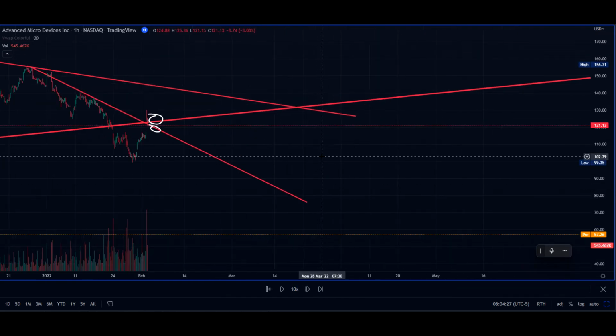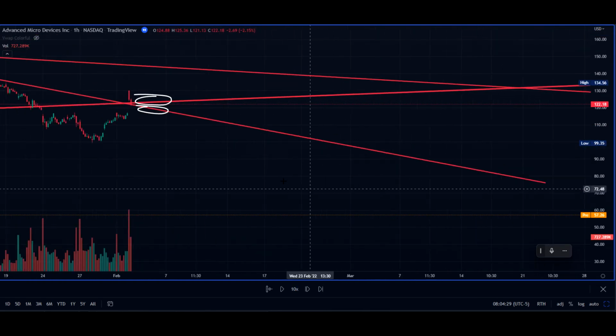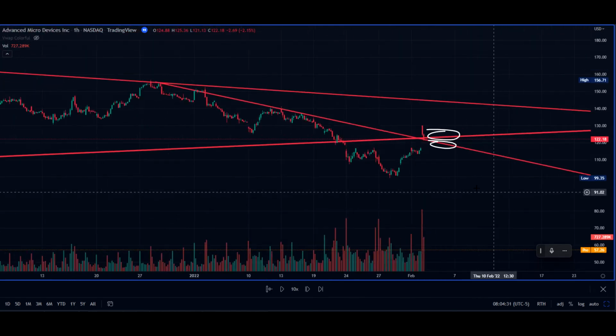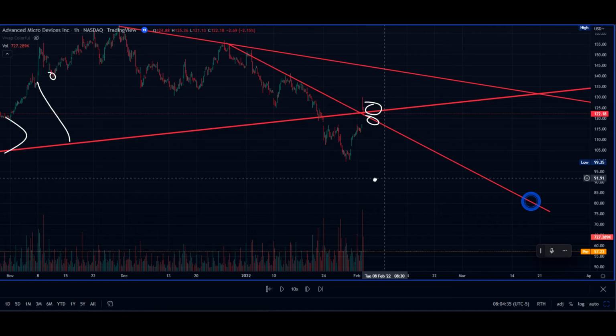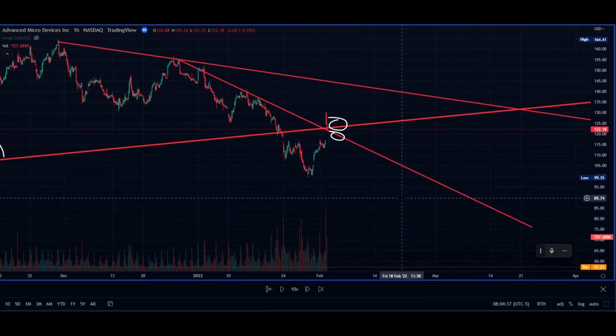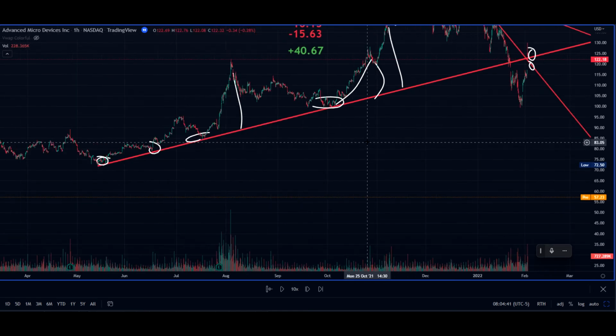Okay, so it poked above it. It's also showing weakness though on the poke. See how it poked above it? Now it's coming back down. I'm interested in this short. I am interested in this short. I just don't have a profit target for myself.